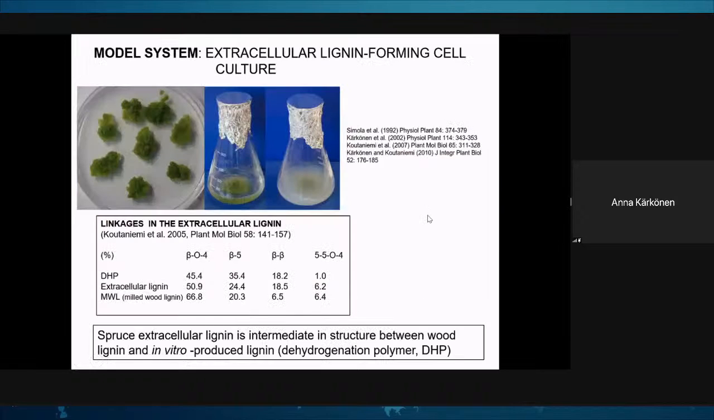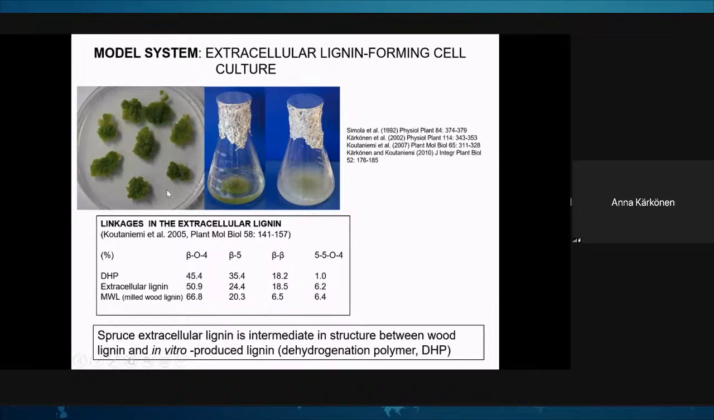The other system I have utilized is extracellular lignin forming cell culture of Norway spruce. This cell culture originates from Professor Lisa Simola's laboratory. She was my supervisor of my PhD thesis. And this cell culture is from 1985, so it's about 36 years old.